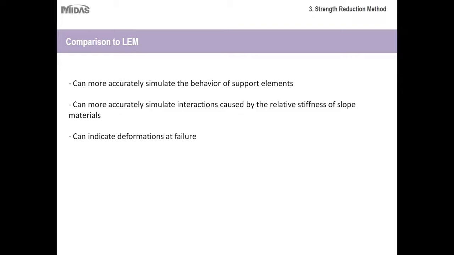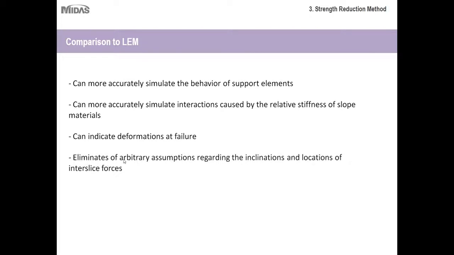However, with the limit equilibrium method, as I said previously, the only thing that you can really calculate accurately is the factor of safety. With the strength reduction method, you can calculate the factor of safety in addition to behavior of support elements, stiffness of slope materials, as well as deformations. So that's one of the key things to remember, is that with the strength reduction method, it's a bit of extra work to do, but you do have access to a wider array of results.